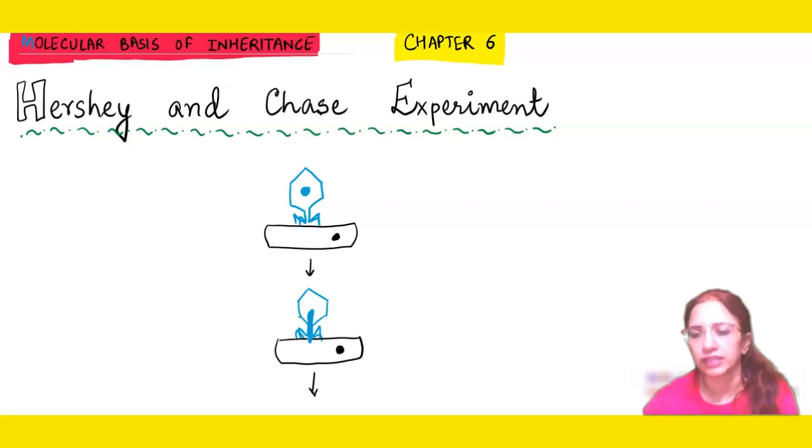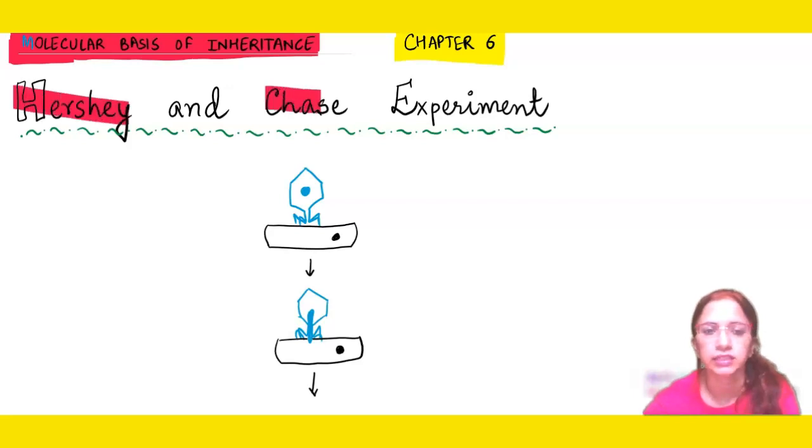We have already done the transformation experiment that was initiated by Griffith, and finally the conclusion was given by Avery, MacLeod and McCarty. Now we are heading towards the next experiment in the field of genetic material. We will see how this experiment will be done, but the names of the scientists are important. The names are Hershey and Chase. We will see how they proceeded, right?